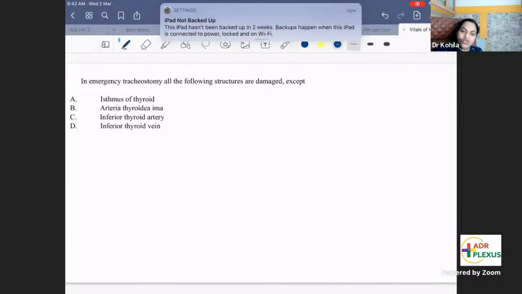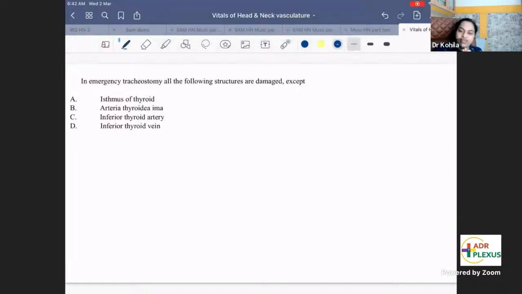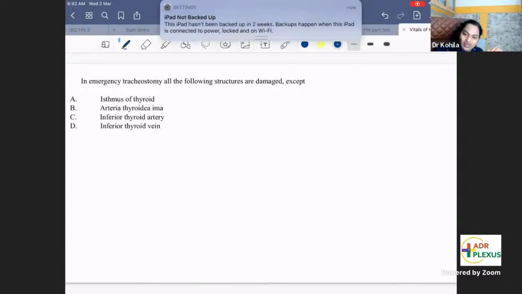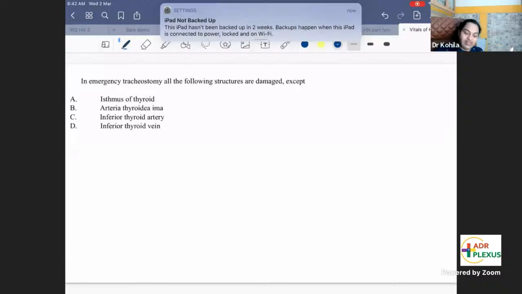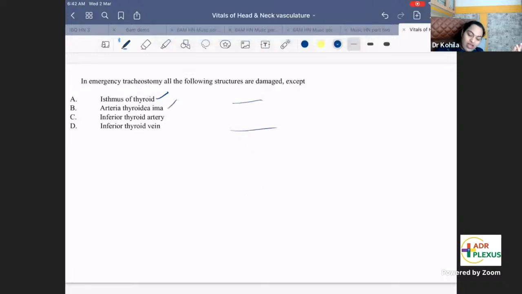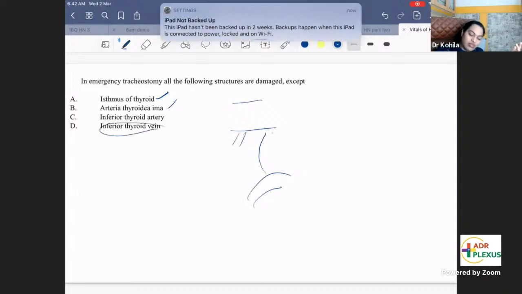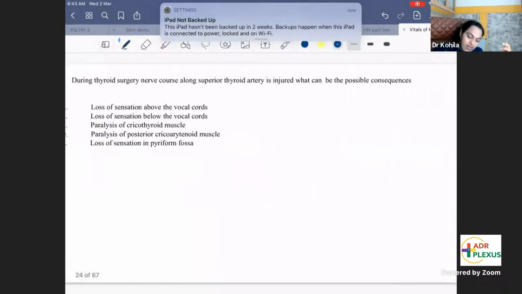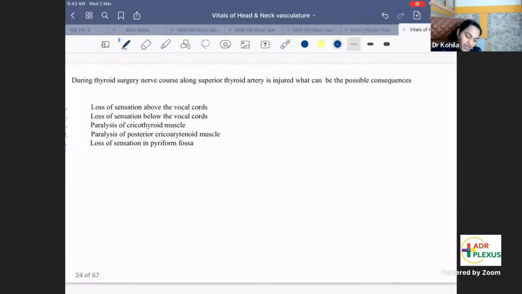In emergency tracheostomy, all the following structures are damaged except... easy. Come on, think logically. The isthmus lies in the midline, right? The thyroidea ima artery from the arch of the aorta also lies in the midline. Inferior thyroid veins also lie in the midline. The inferior thyroid artery you'll see at the sides. So only the midline structures will be involved. And I think this is the last one, in relation to the thyroid.